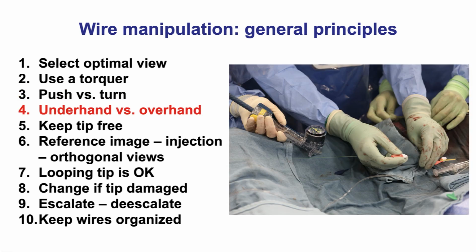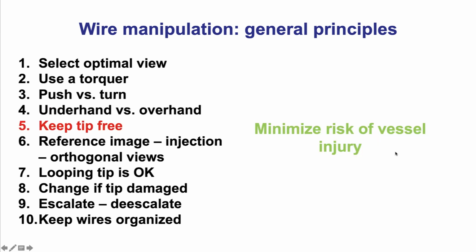How to hold the wire? This is the way I prefer, which is an underhand. So the wire essentially is above the hand, and I think that provides me the best way to manipulate the wire easier. But again, different operators have different preferences, and for some operators, overhand grip may be preferable.